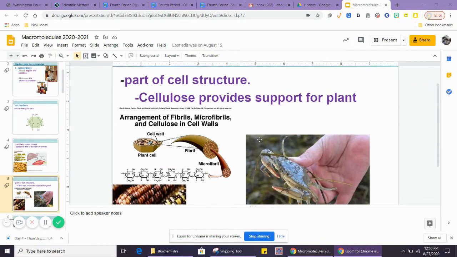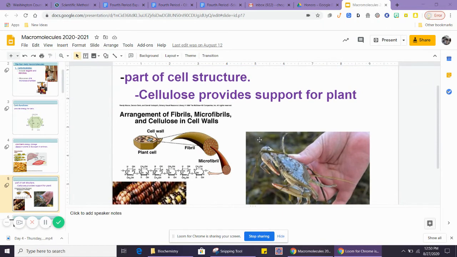Something else that's associated with carbohydrates is that carbs provide a structural support for plant cells. Now, we will talk about plant cells. Plant cells have an additional barrier on the outside of the cell membrane. We don't have one of those because we don't need it. We have an endoskeleton, so we have an internal skeleton.